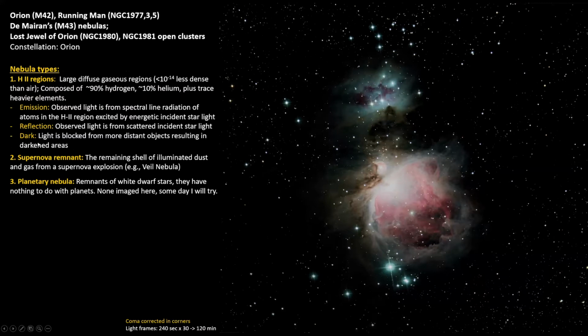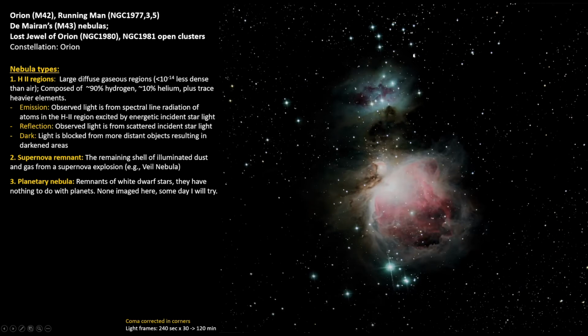There are three basic types of H2 region nebula: emission nebula, reflection nebula, and dark nebula. In an emission nebula, the observed light is from the spectral line radiation of atoms in the H2 region, which have been excited by energetic incident starlight. In a reflection nebula, the observed light is scattered incident starlight. So you have bright stars shining light, it gets scattered off this cloud and directed towards us where we can view it.